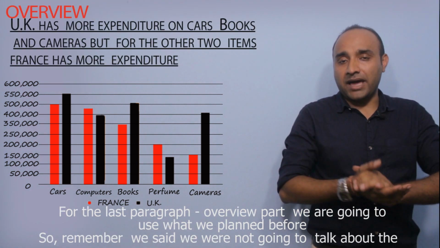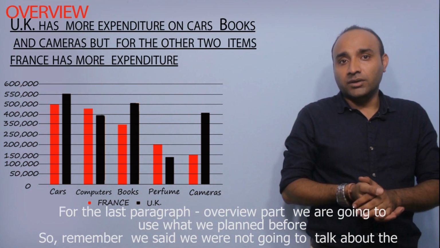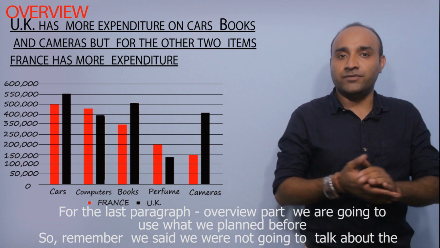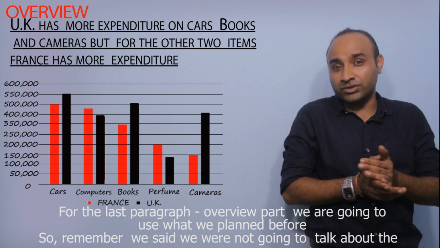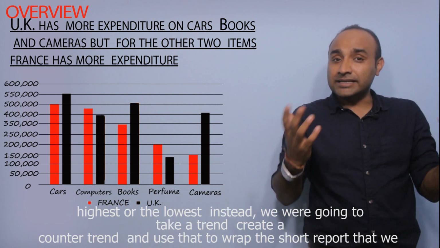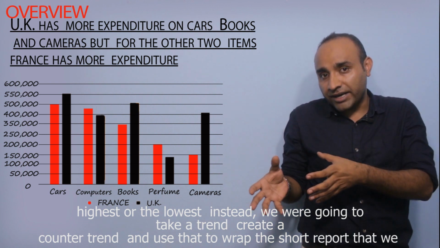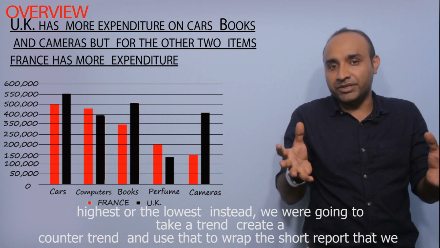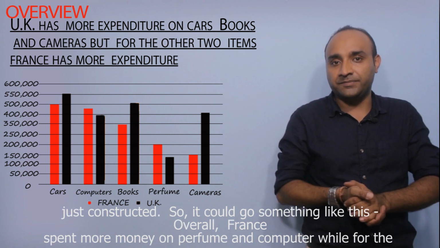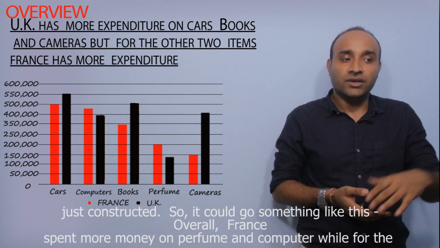So for the last paragraph, the overview part, we are going to use what we planned before. Remember, we said we were not going to talk about the highest or the lowest. Instead, we were going to take a trend, create a counter trend, and use that to wrap up the short report that we just constructed. So it could go something like this.